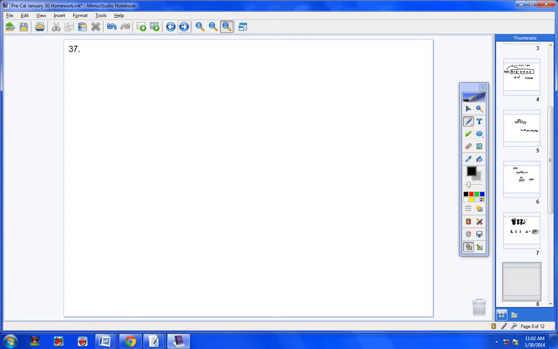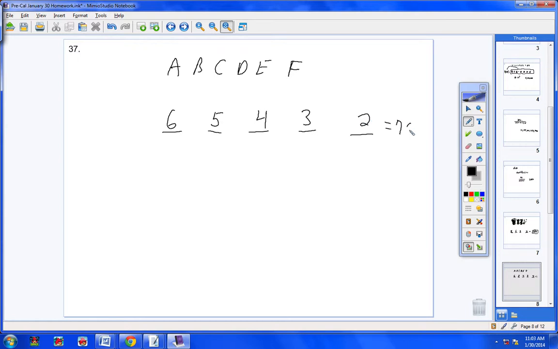Okay, four quick problems for number 37. How many code symbols can be formed using five out of six letters? So we have A, B, C, D, E, and F. And we're going to arrange these in sets of five. Letter A, no repeats. So I have five blanks. We would have six, has no repeats. So I have six options for the first blank. Then I use one, so I have five, then four, then three, and then two. And so my answer would be 720.